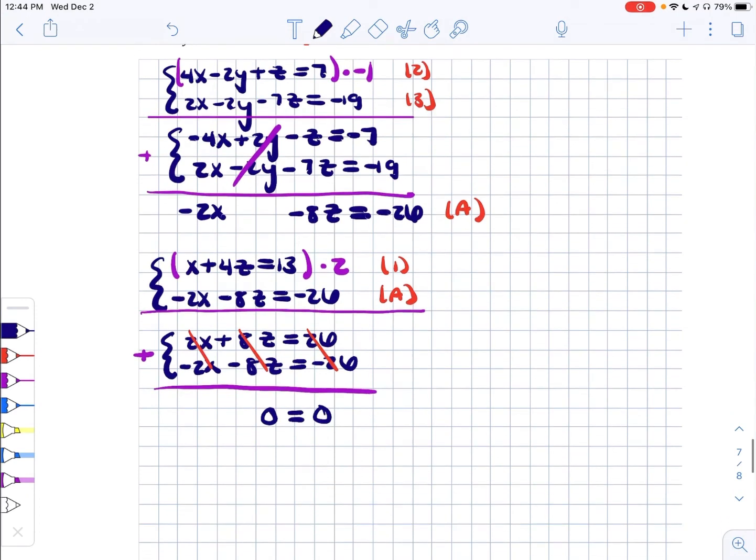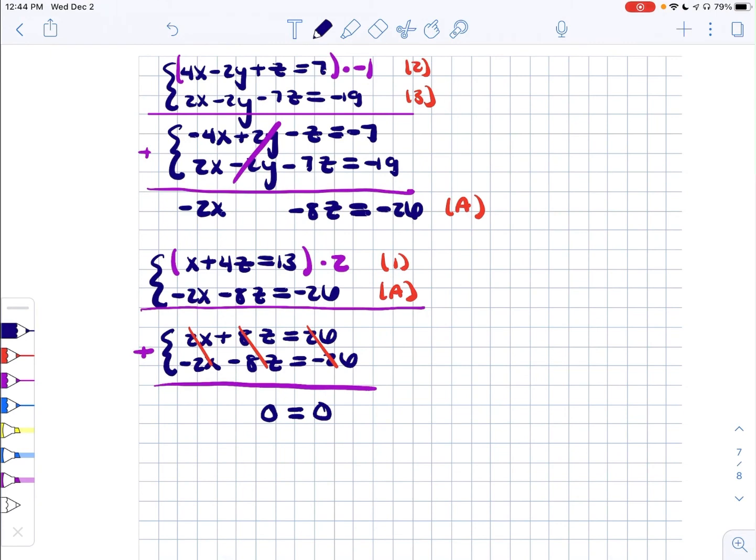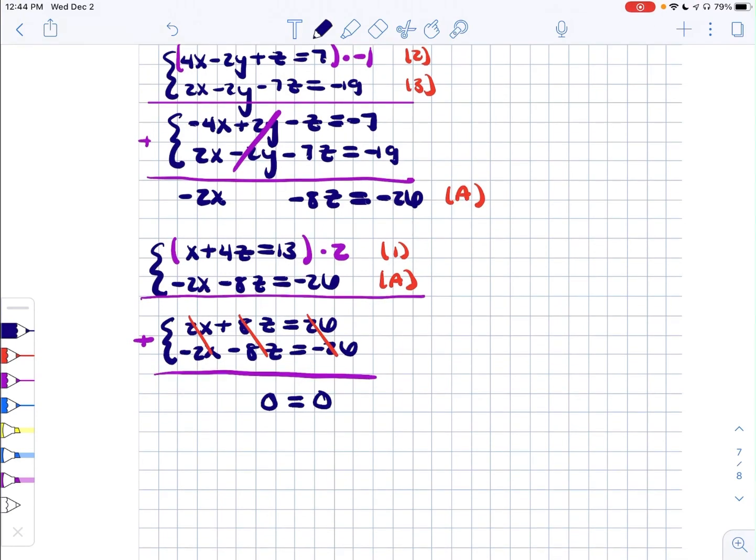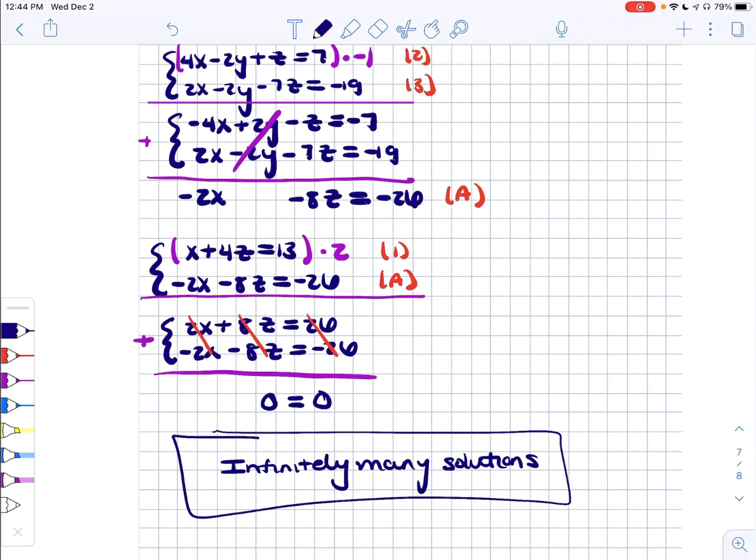Well, because all of our variables canceled out and we're left with a true statement, right? 0 does in fact equal 0. This is our case of infinitely many solutions. And remember we discussed before that if all your variables cancel out and you have the same number on both sides, that's when it's infinitely many solutions. But if you had a different number on both sides, that would be a false statement, so it would be no solution. In this case, of course, it's the same number, so it's infinitely many.